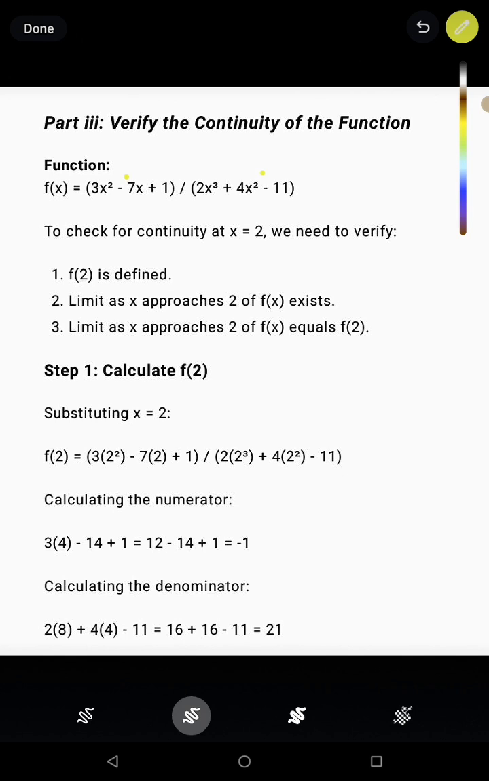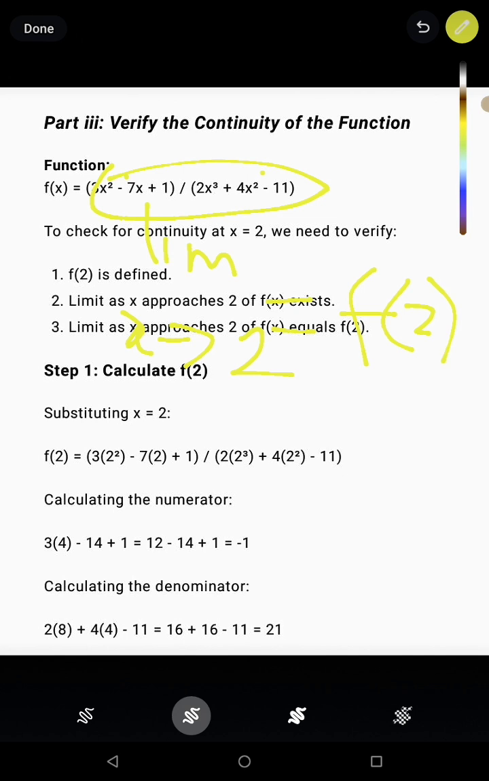That's the first thing. Now, if the function is defined at that point, the next thing you check is: does the limit as s approaches that point exist? That is, the limit as s tends to 2 of this function, does it exist? The next thing we check is: is this limit equal to f of 2? The limit as s approaches 2, is it equal to f of 2? If those three conditions are satisfied, then we say the function is continuous at that point. But if it fails at any point, then it is discontinuous.